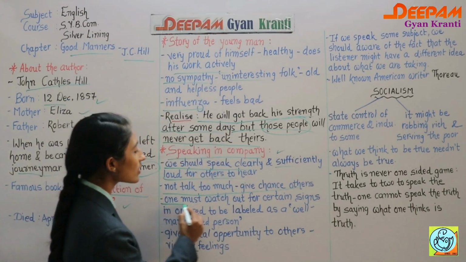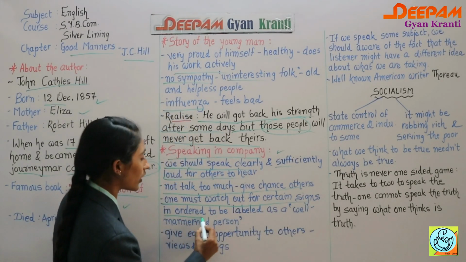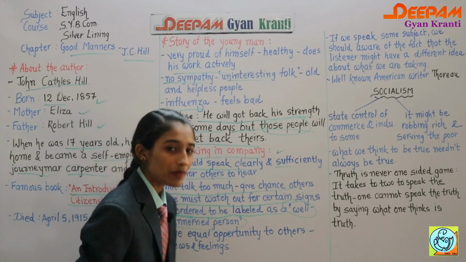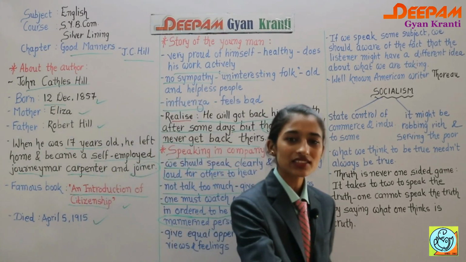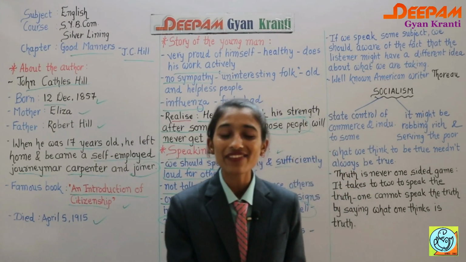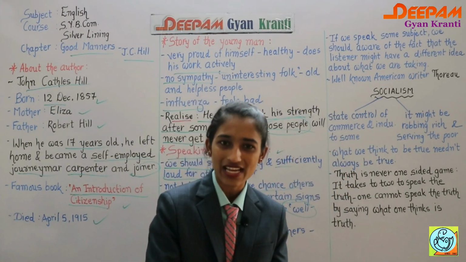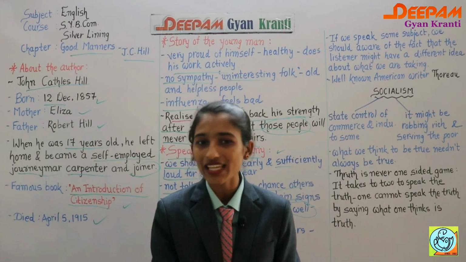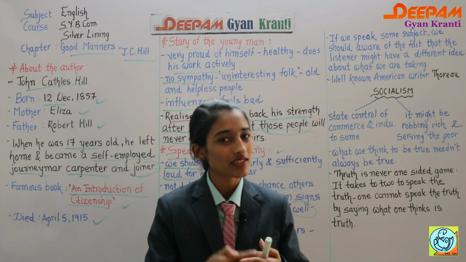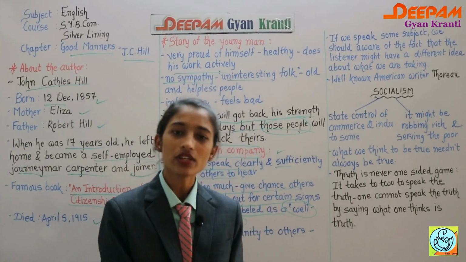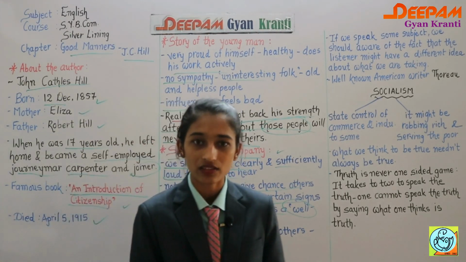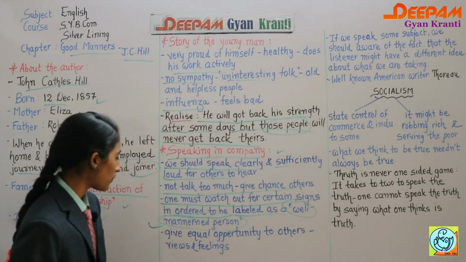Then one must watch out for certain signs in order to be labeled as a well-mannered person. Sometimes what happens, the person in front of you, matlab the audience, they are not telling you to stop or sit down, but they are giving certain signs. So we have to understand that sign, and you have to make yourself a well-mannered person. So that is also a very important thing.